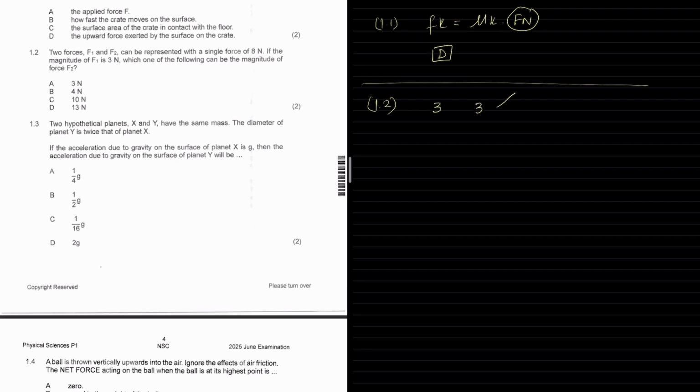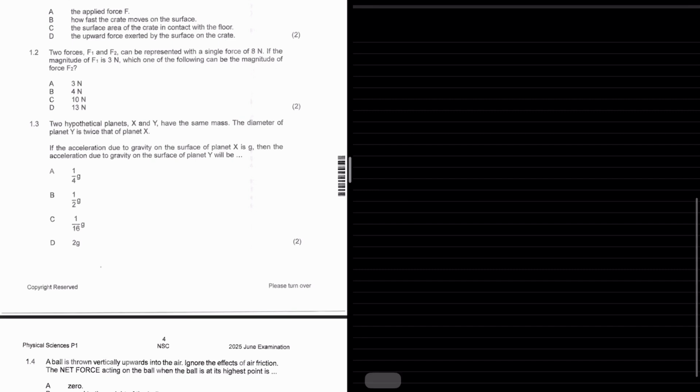The maximum of those two forces will be 3 plus 3, which is 6, and the minimum will be 3 minus 3, which is 0. 8 does not lie in that range, so A is out. We look at B, so 3 and 4, the maximum is 7, the minimum is 1. 8 does not lie in that range, and so that's out. Let's look at C, so 3 and 10, the maximum is 13, the minimum is 7. 8 does lie in this range, and so 10 is an option. So the answer here is C.